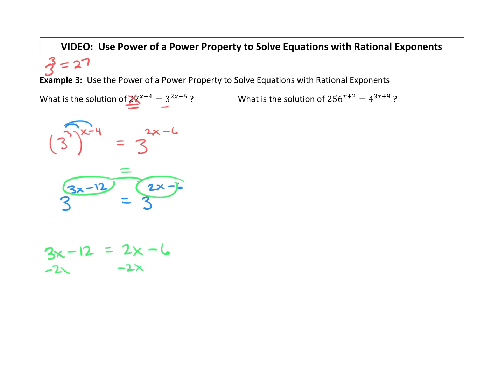Let's subtract 2x from both sides. 3x minus 2x is x, minus 12 equals, I'm going to carry down that negative 6, and then we will add 12 to both sides, and we get x equal to negative 6 plus 12, which is positive 6. Okay, so again, we had an equation where we didn't have the same base. We were able to manipulate it to get the same base, which allowed us to solve our equation.